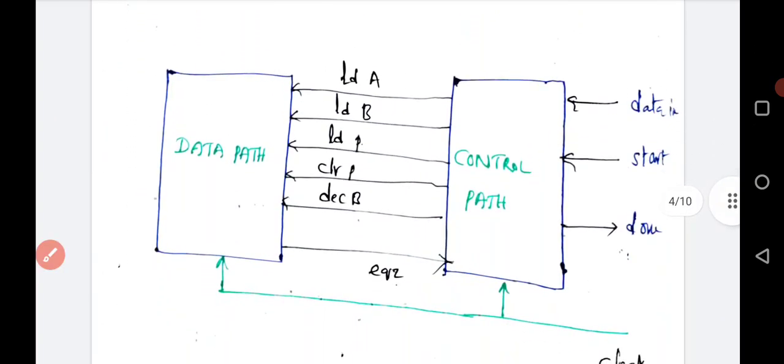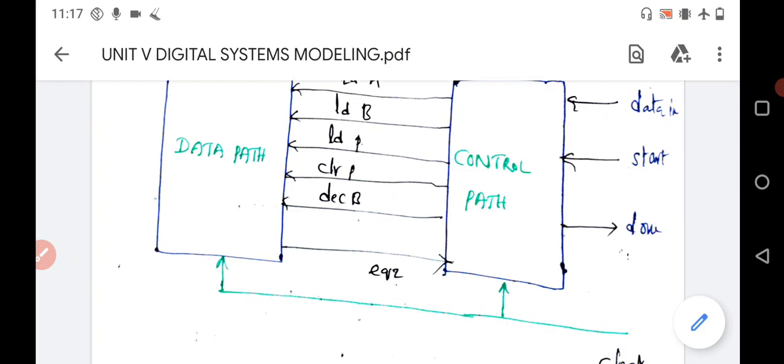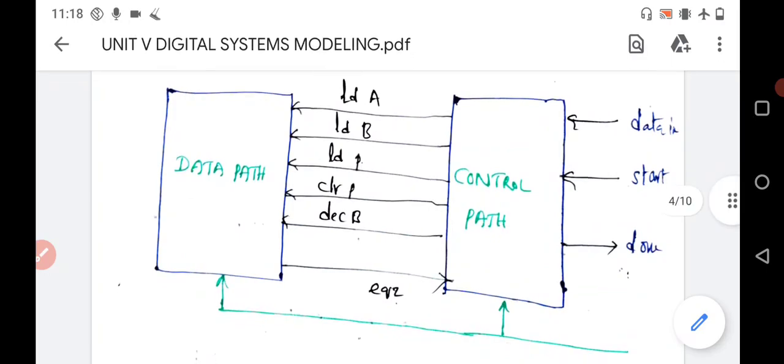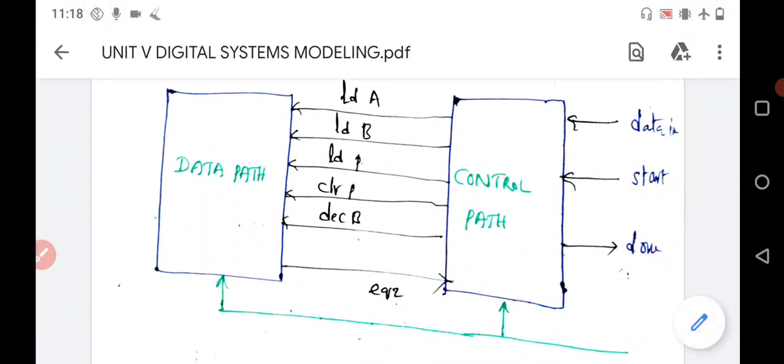So this is a block diagram representation of the data path as well as the control path, where the control path has 3 signals: data input, start, and operation done. Then the data path is connected with 5 signals: load A for loading the data in register A, load B for loading data in register B, load P for loading data in register P, clear P for clearing purpose, and decrement for the B value for counting purpose, and equal to 0 is the status information. So here the connection is from the data path to the control path.